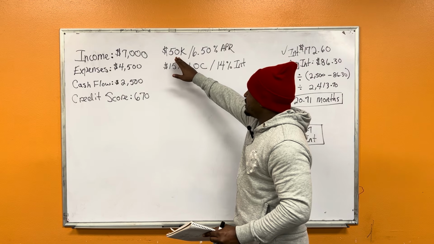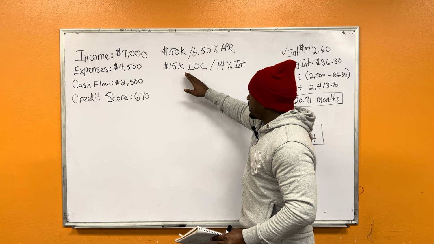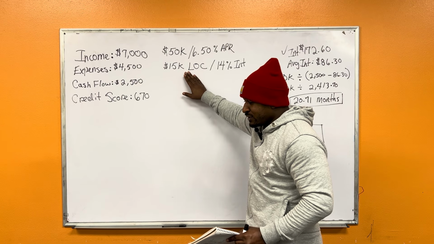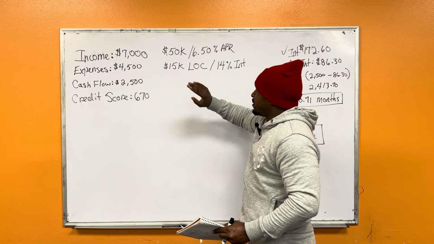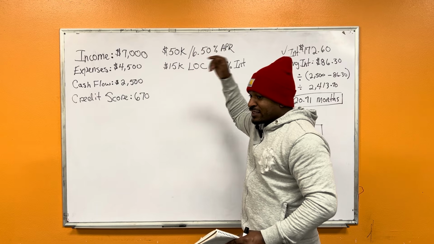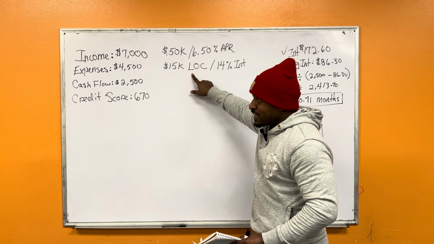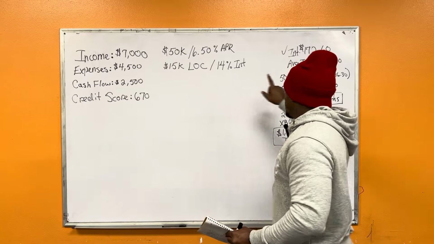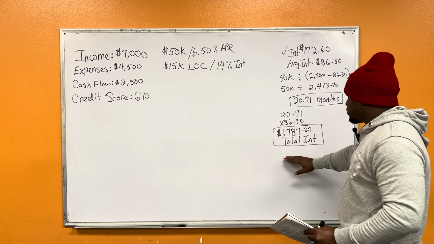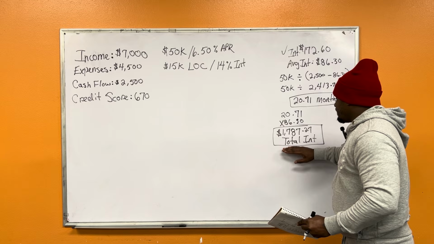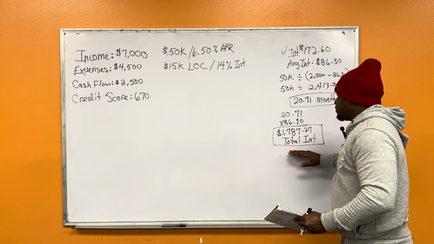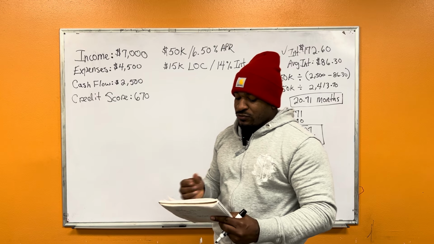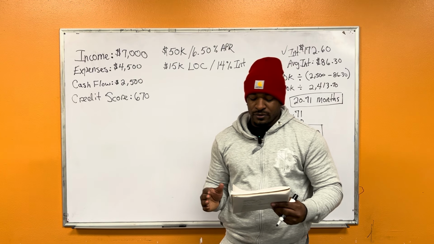To pay off $50,000. So to pay off $50,000 with a $15,000 line of credit, stay with me. To pay off $50,000 with a $15,000 line of credit on a 14% interest, we will be paying in total interest $1,787.27. So that's what we're looking at, right?